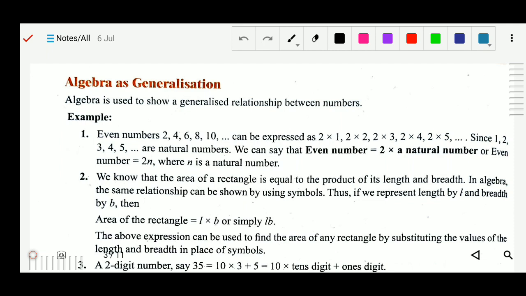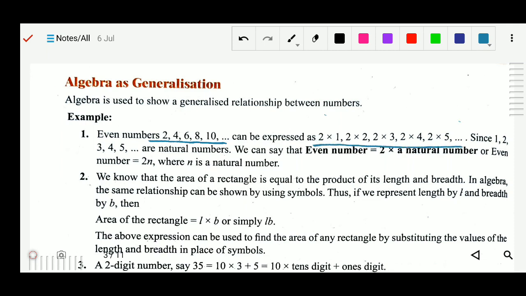So, like we have to write the even numbers. You can see the examples, like we have to write the even number 2, 4, 6, 8, 10. So how we can express it? So we can express it also as 2 into 1, 2 into 2. So this is the pattern. This is the general form.